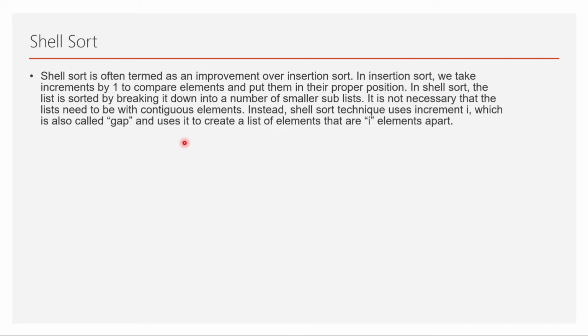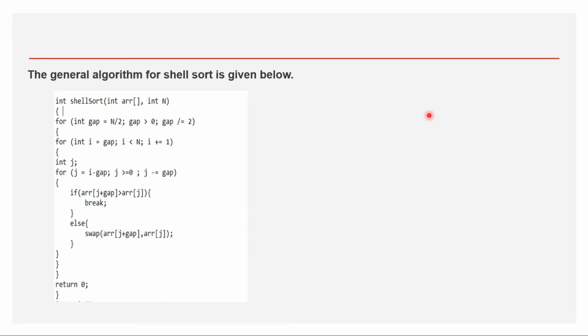In shell sort, the list is sorted by breaking it down into a number of smaller sublists. It is not necessary that the list needs to be with contiguous elements. Instead, the shell sort technique uses an increment I, which is called gap, and uses it to create a list of elements that are I elements apart. The general algorithm for shell sort is given below.